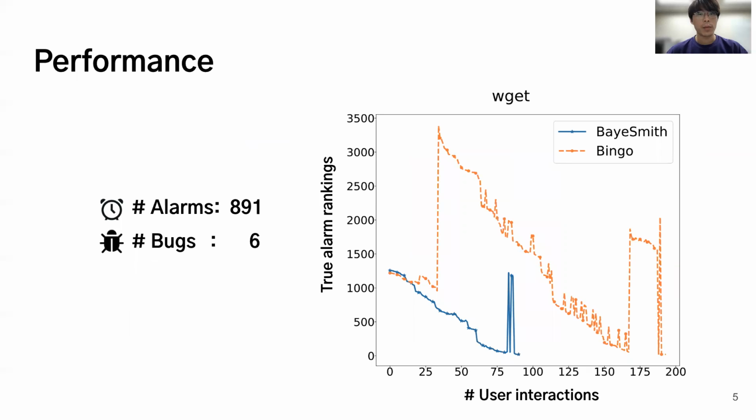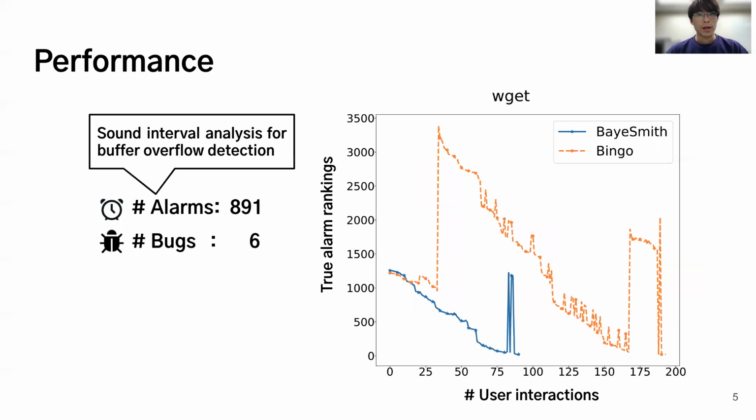Here's a result with wget, the well-known GNU utility. With sound interval analysis to detect buffer overflows, we get hundreds of alarms while only 6 of them are bugs. Here, the code size is about 65,000 lines. You may imagine how inefficient it is to go over the entire alarms for a few bugs.